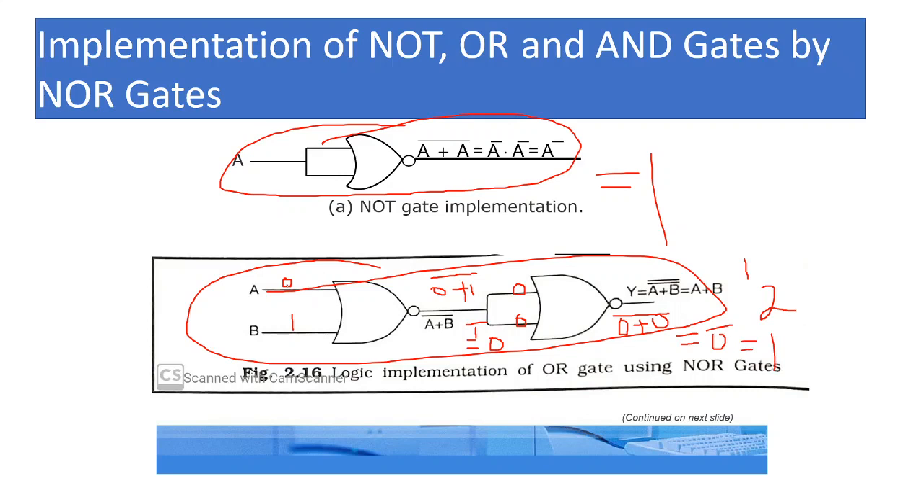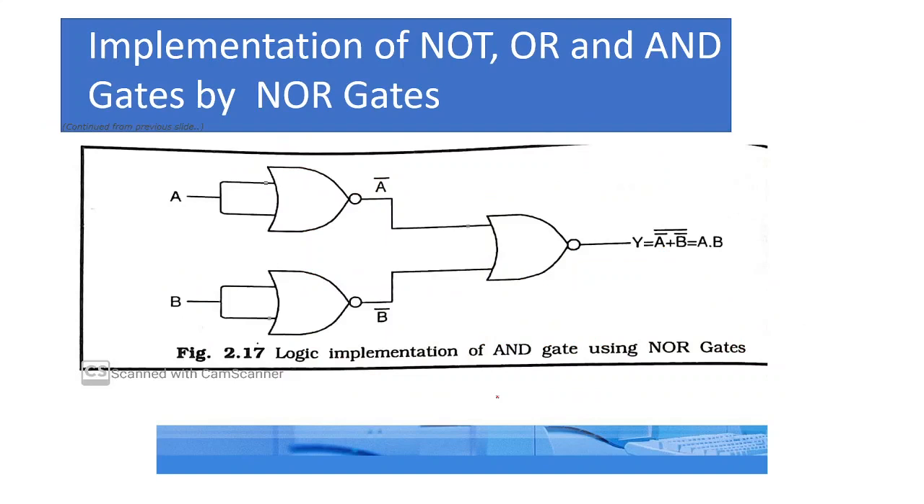So when the input is A equal to 0 and B equal to 1, the output is 1, and this one is the output of the OR gate. So with the help of two NOR gates, we can easily implement an OR gate. In this one we use three NOR gates, 1, 2 and 3, to implement an AND gate. So with the help of NOR gates, you can easily create an AND gate by using three NOR gates.